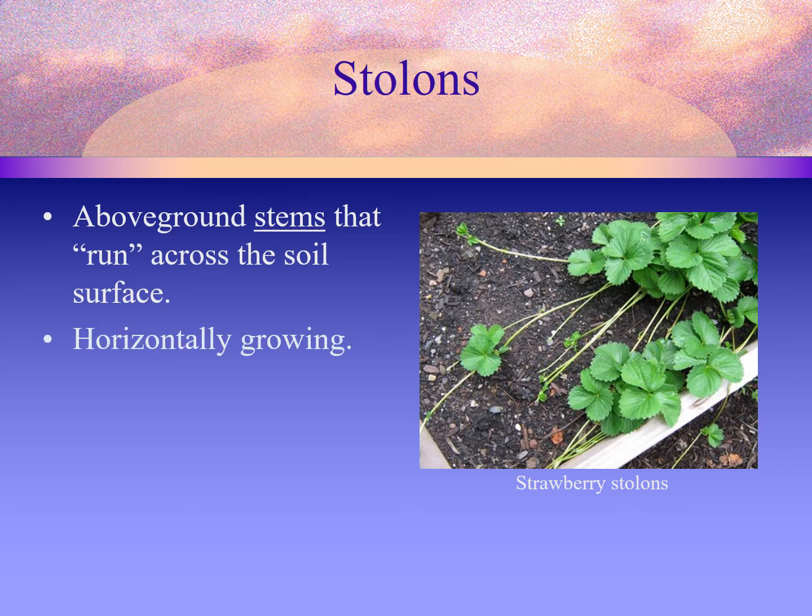So stolons are also horizontally growing in the same way that a rhizome is horizontally growing. And a stolon has the ability to produce new shoots and new roots. So again, a stolon is a type of plant modification that allows a plant to spread out and take over a greater area.